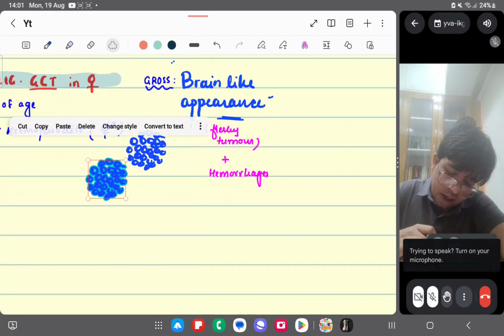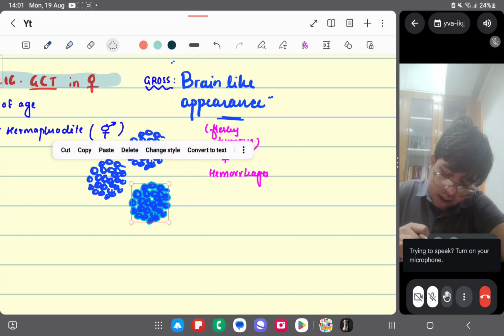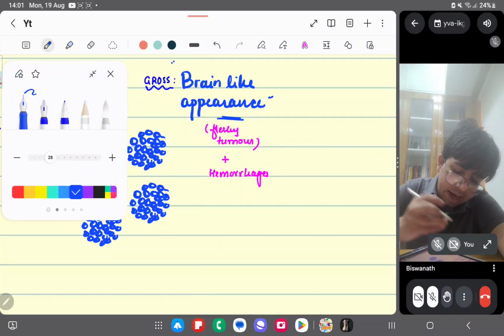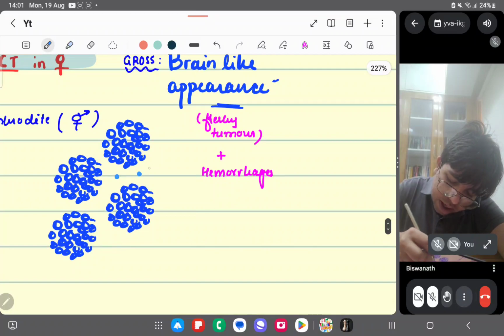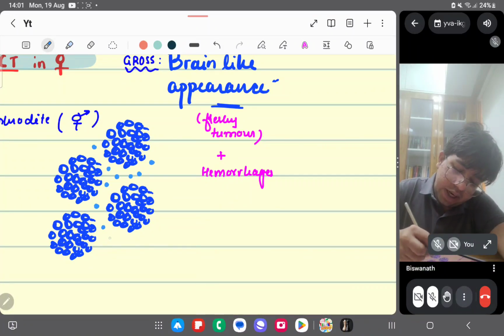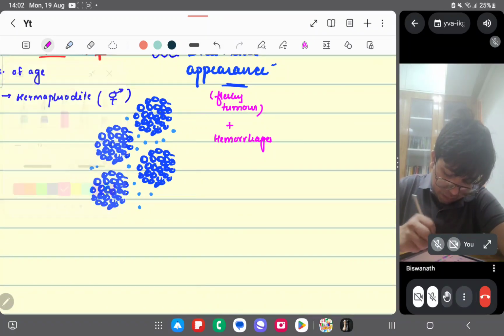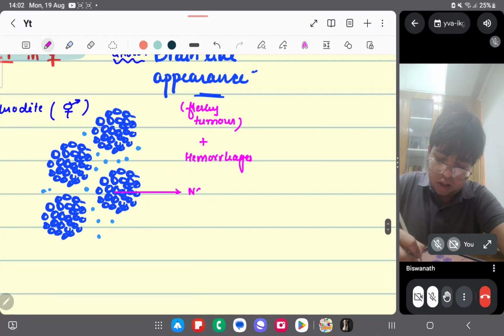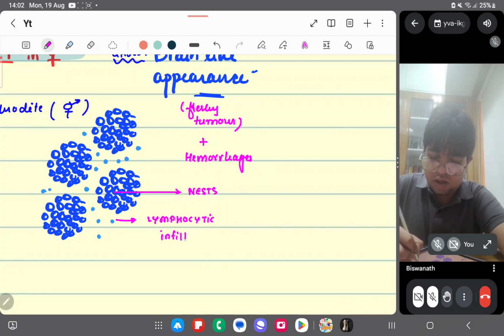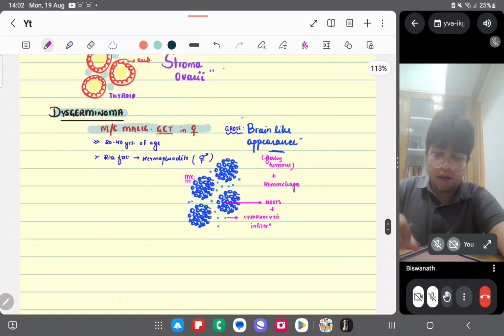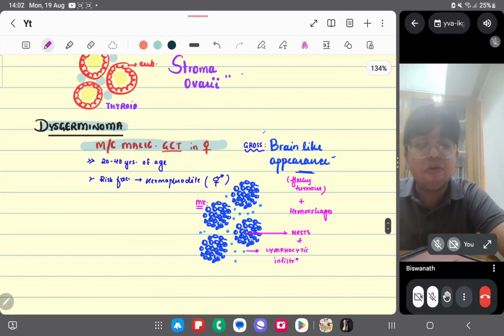So here another nest. Here another nest. Okay, so nests of tumor cells, and this will be interspersed in the stroma. We'll have the lymphocytes present. So this is the lymphocytic infiltration. So here we have nests of tumor cells and lymphocytic infiltration. So this is the microscopy. Done. So those were the things that you have to know about dysgerminoma.